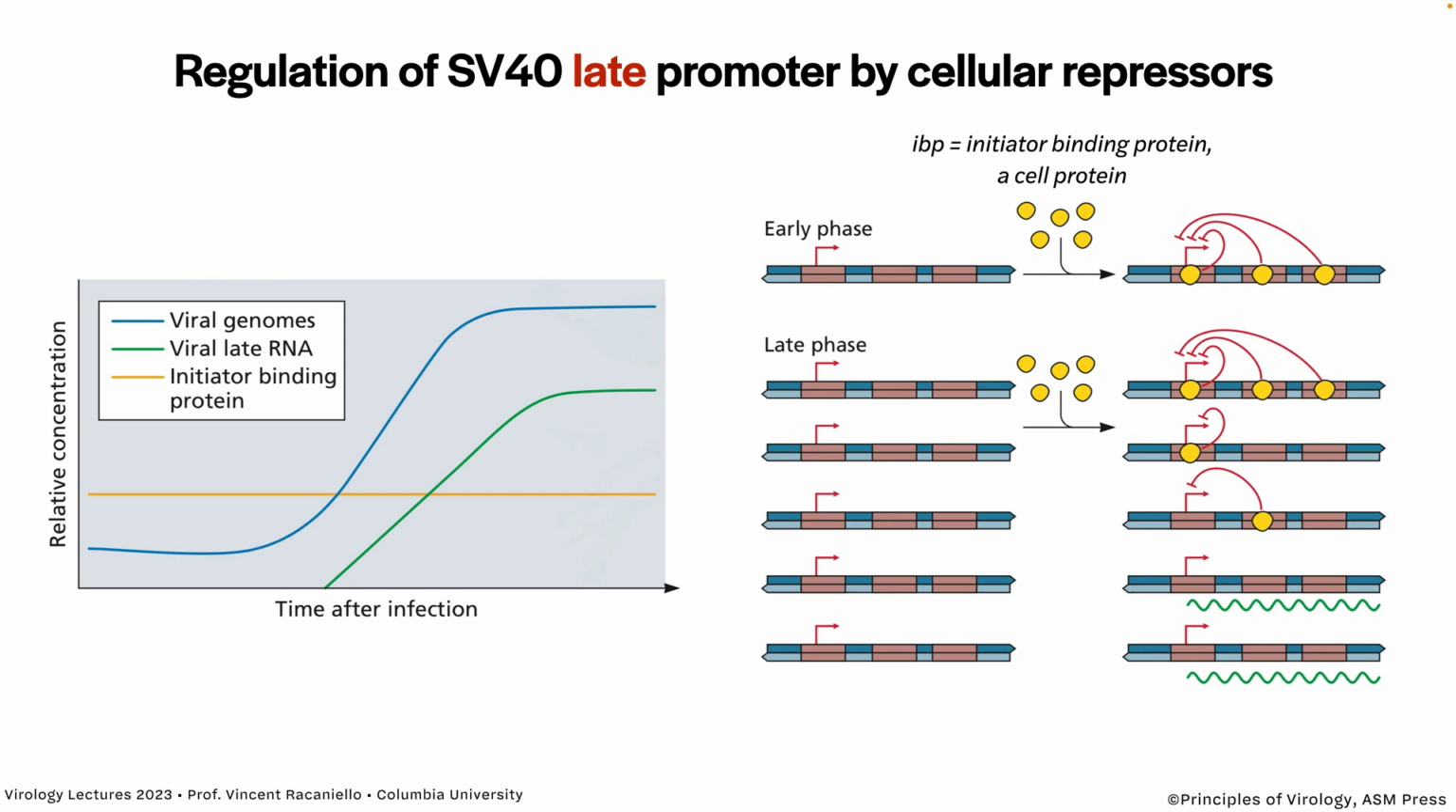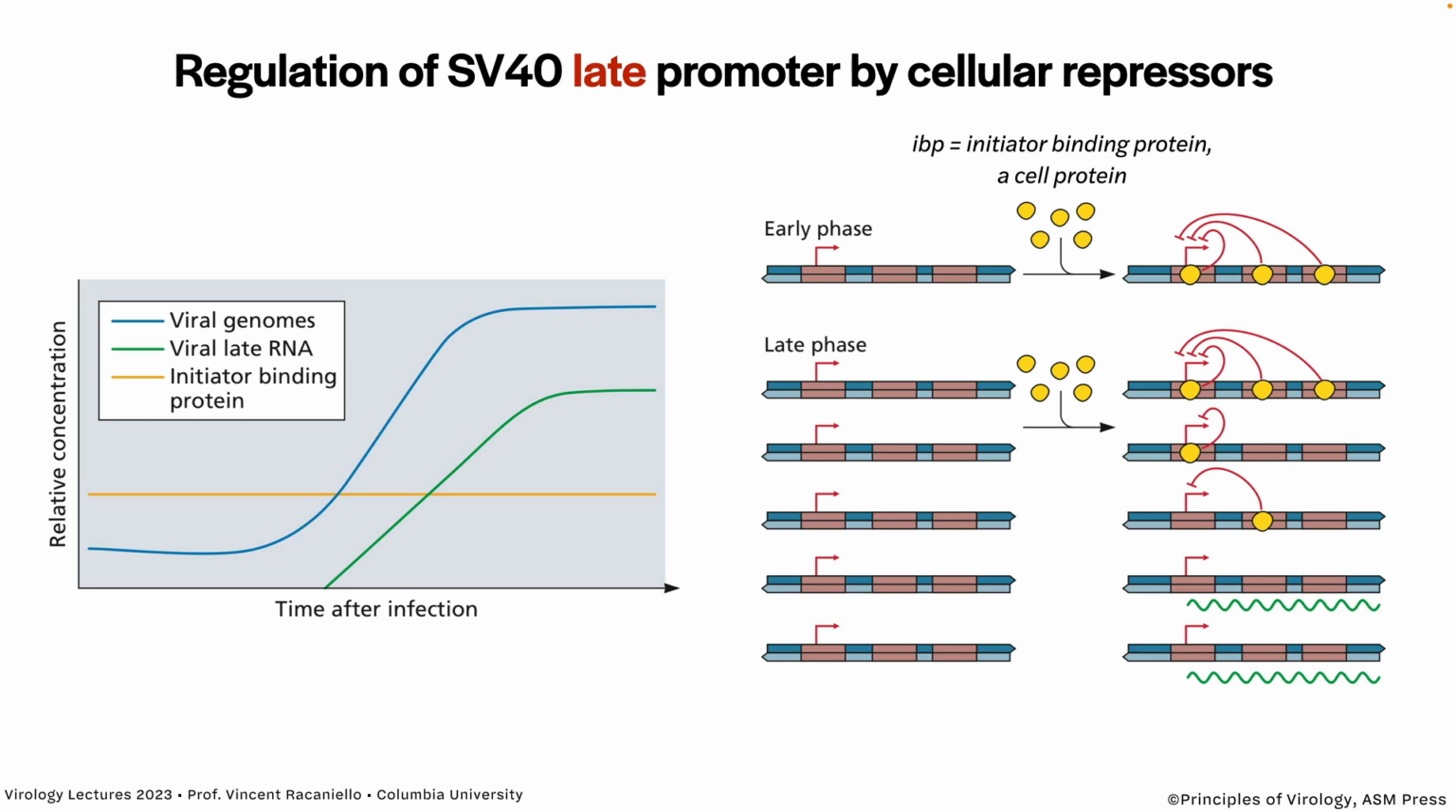So here is how the late promoter is turned on by DNA synthesis. Remember, there's an early promoter and a late promoter. There's a protein in the cell called IBP, initiator binding protein. It's a cell protein, and it's there in a fixed amount. That protein binds the late promoter and shuts it off. So when the genome comes in, it's immediately bound by IBP. The late promoter is turned off. The early promoter is not affected by IBP. So here, the early phase, that's the early promoter. It is not affected by IBP, so it's active and it makes T antigen. T antigen stimulates DNA synthesis. And so now, here on the bottom, we're starting to make more genomes.